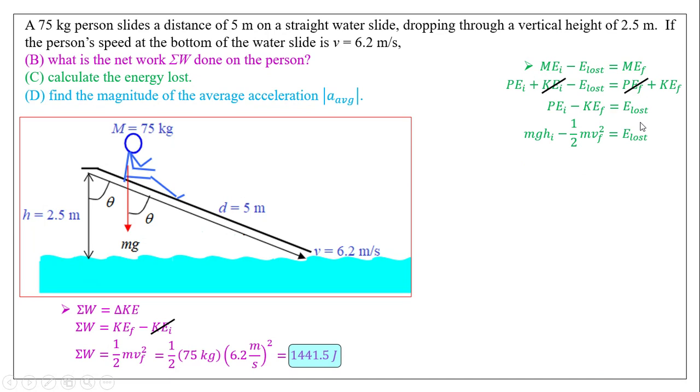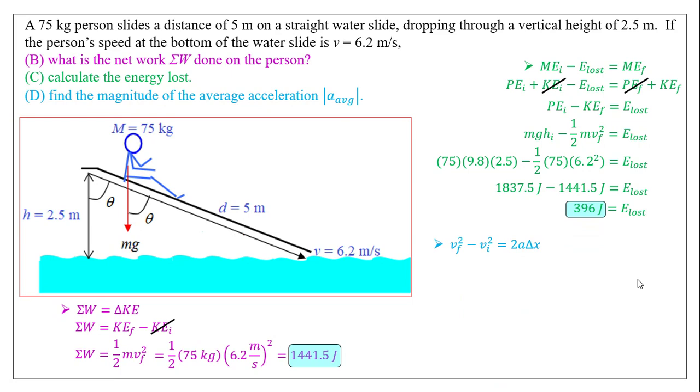Then I'm just going to do a little plug and chug here. PE_I is mgh_i, minus 1/2 mv_f squared, equals E_loss. Mass is 75, g is 9.8, h_i is 2.5, which is given in the diagram. And then 1/2 m, which is 75, and the v_f at the bottom, 6.2, squared. I left out the units because I'm running out of space on the screen. If you simplify this, the first term will give you 1,837.5 joules, and the second term will give you 1,441.5 joules. So the energy loss is 396 joules, and that's our answer for part C.